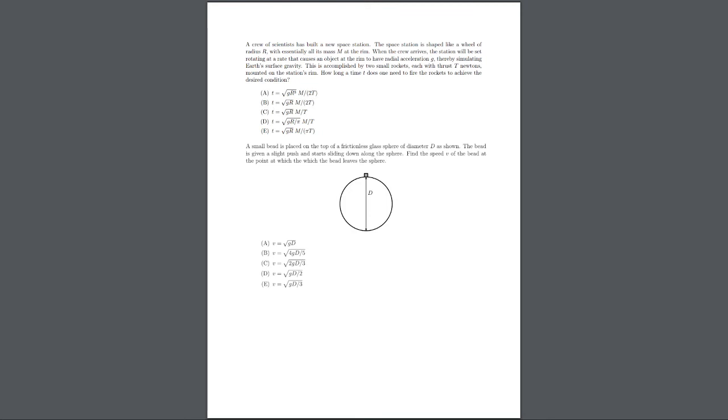Alright. Now that that's finished, it's time to work on one of the harder problems. This is the one that was just in the slideshow. A small bead is placed on top of a frictionless glass sphere of diameter d, which is very interesting, they typically don't use that. As shown, the bead is given a slight push and starts sliding down the sphere. Find the speed v of the bead at the point at which the bead leaves the sphere.